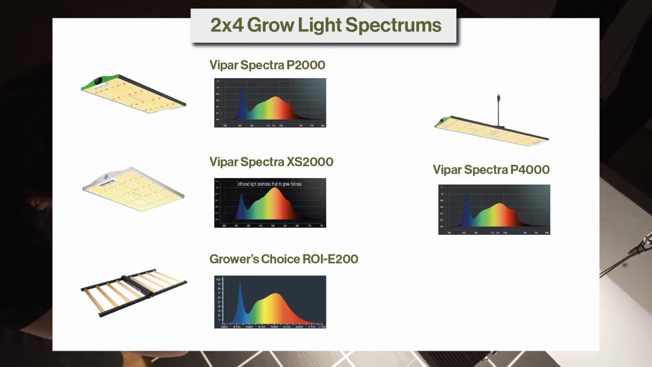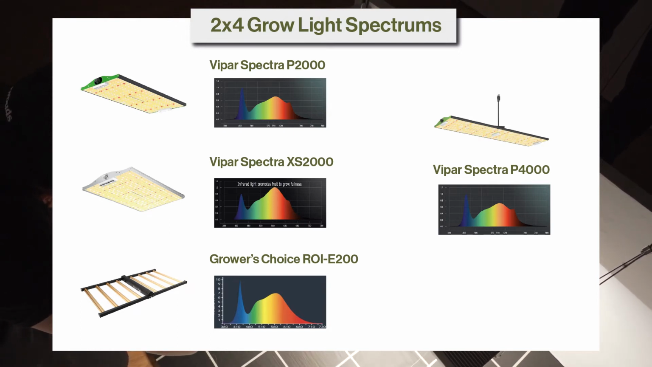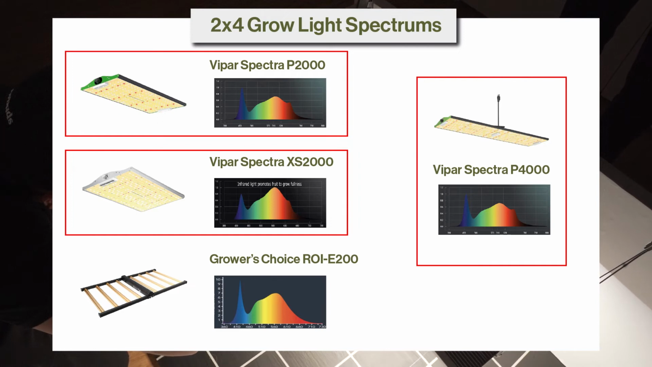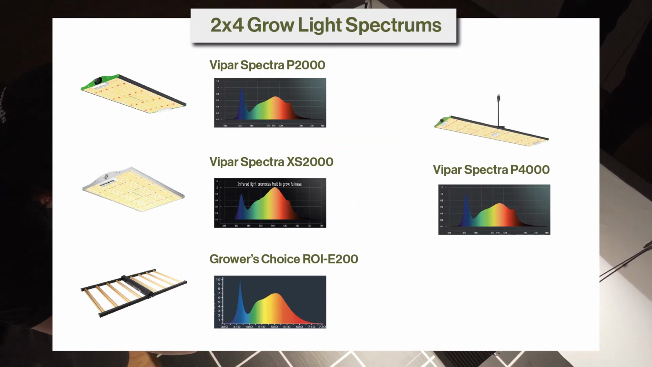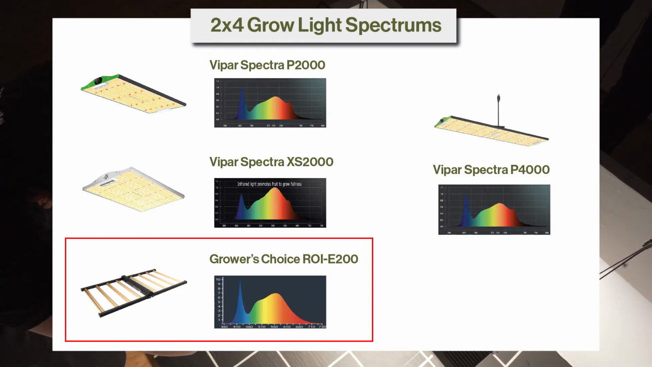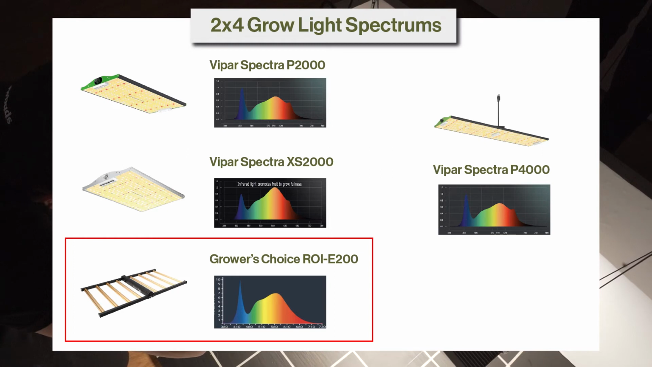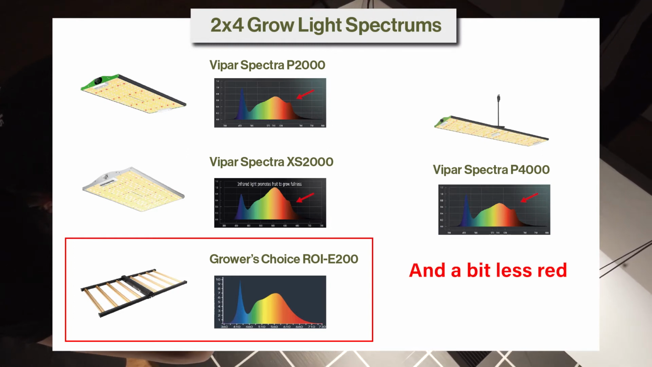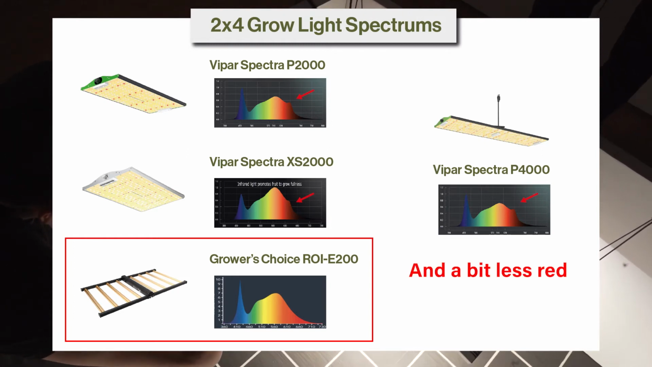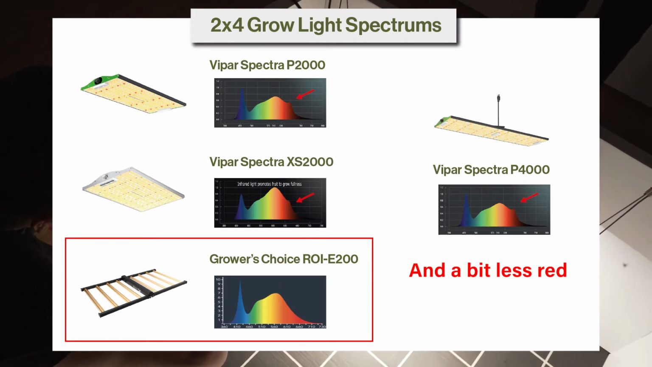The spectrum is also an important factor when choosing a grow light. And here you can see that all the Viparspectra lights have the same white light full spectrum, which is suitable for both veg and flowering. In the case of our ROI-E200, however, we have the white light full spectrum, so you can use it from seed to flower, but there is a little bit more blue, which makes this option ideal if you want to optimize the vegetative stage of your plant.